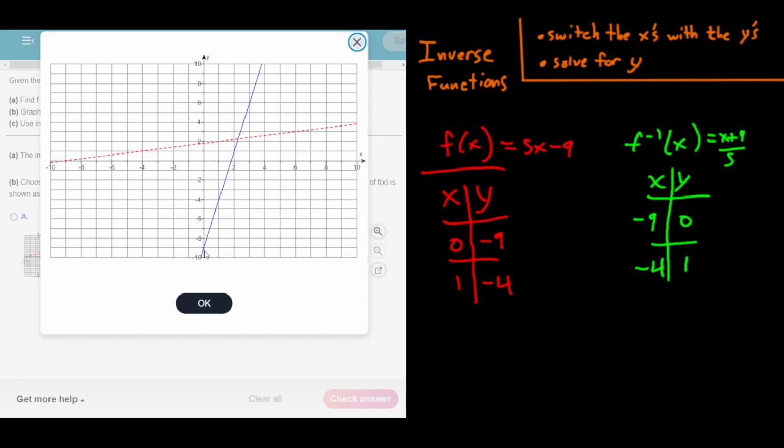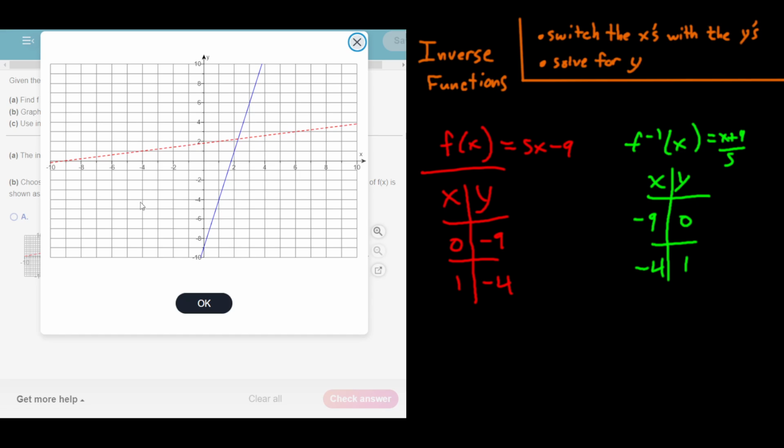So yeah, there's 0, negative 9. And do we have 1, negative 4? So here's positive 1, 1, 2, 3, 4. Yeah. So this is definitely the original graph. And now let's see if the inverse is also going to correspond to it. So the inverse says we have negative 9, 0. So let's go to negative 9, 0. Yep, there's negative 9, 0. And what about negative 4, positive 1? So negative 1, 2, 3, 4. Yeah, this is definitely it.